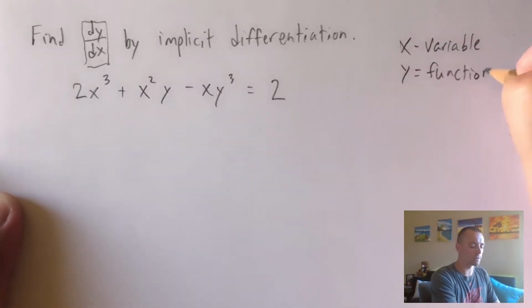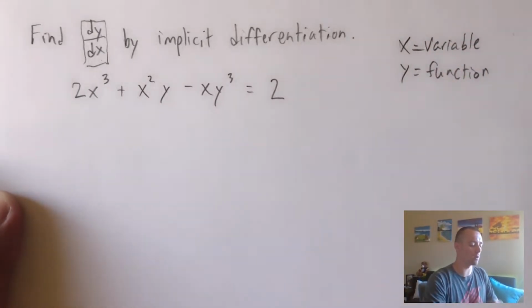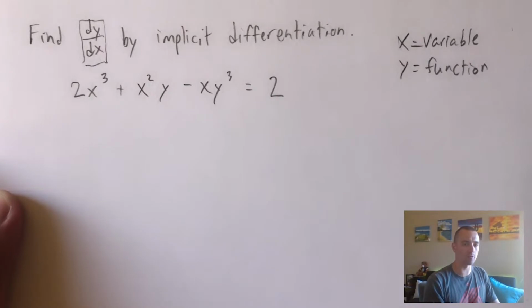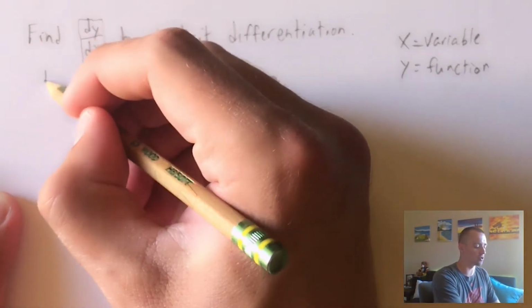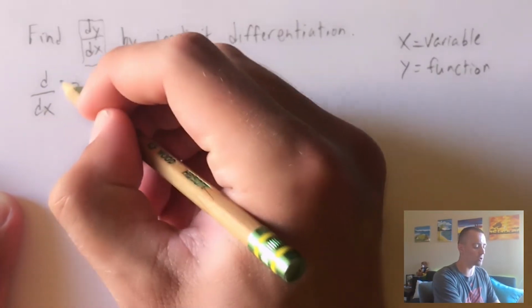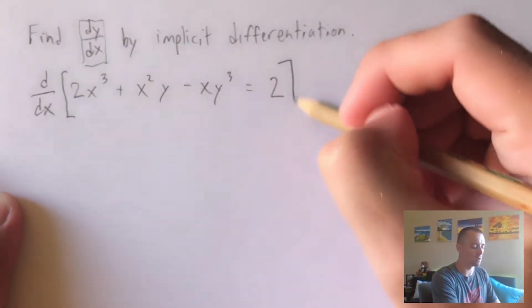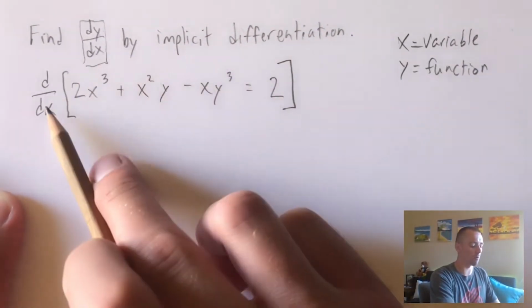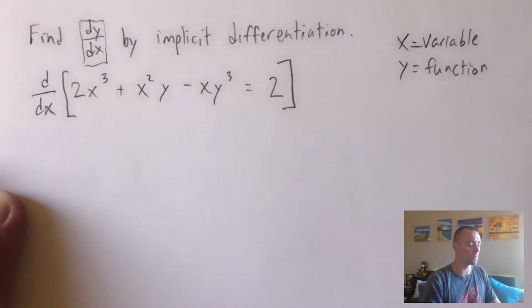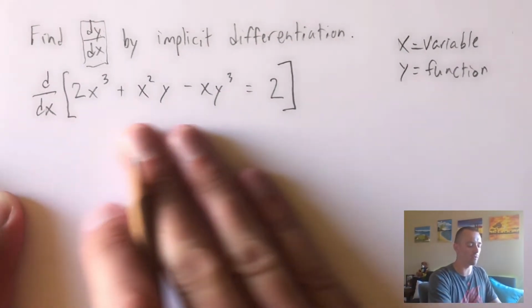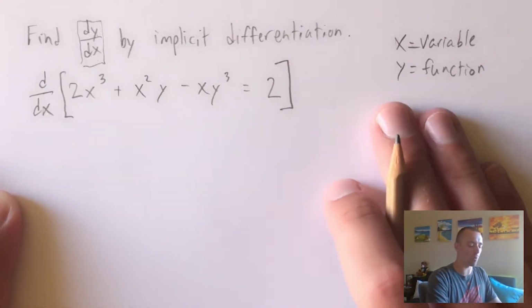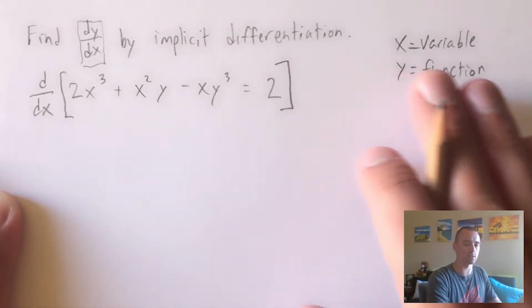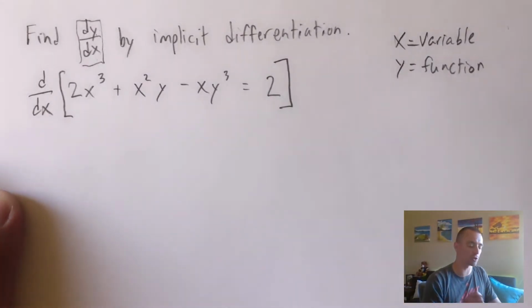So the reason why this is important is when we do this problem by implicit differentiation, in order to find dy/dx, we need to take the derivative of both sides of our equation with respect to x. So whatever's on the bottom here is what we're going to take the derivative with respect to, which means when we take the derivative of both sides of this equation, we need to consistently treat y as a function and x as our variable. So y is going to be a function of x.